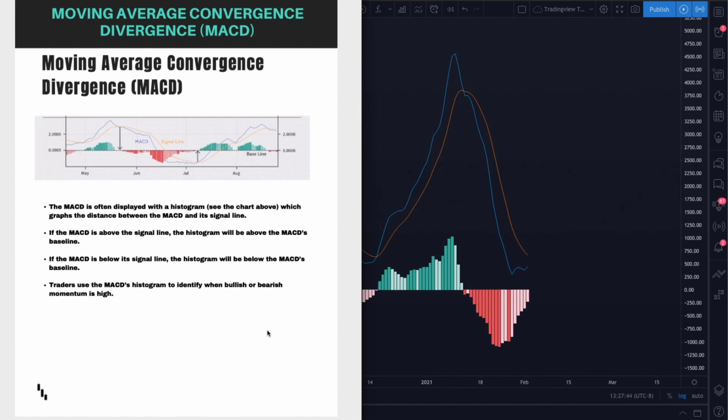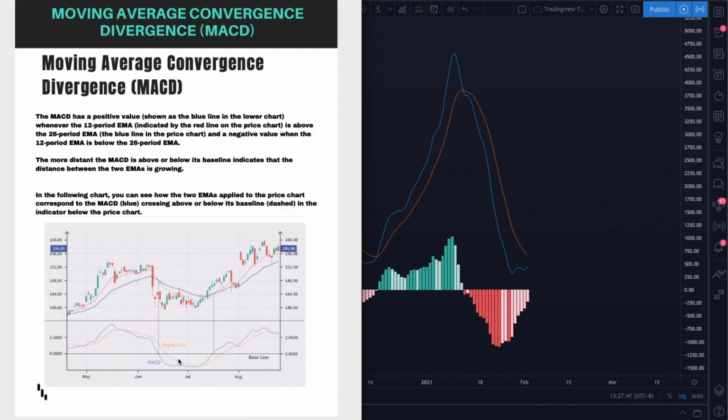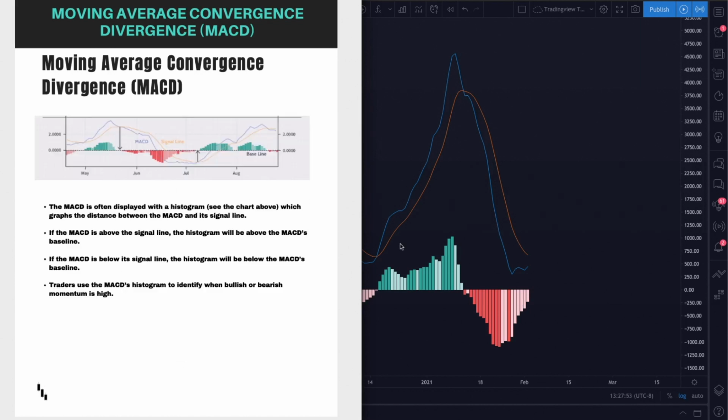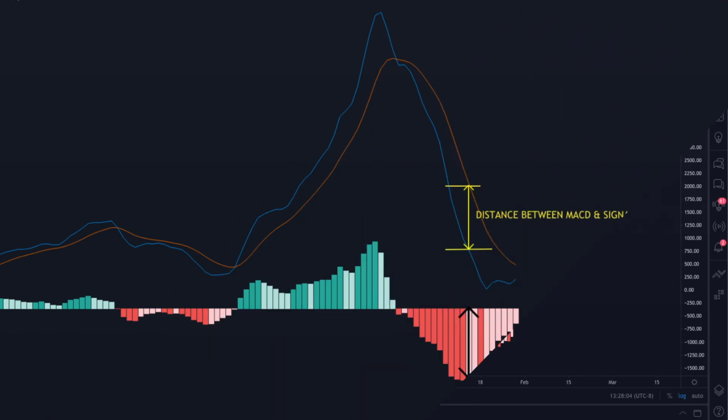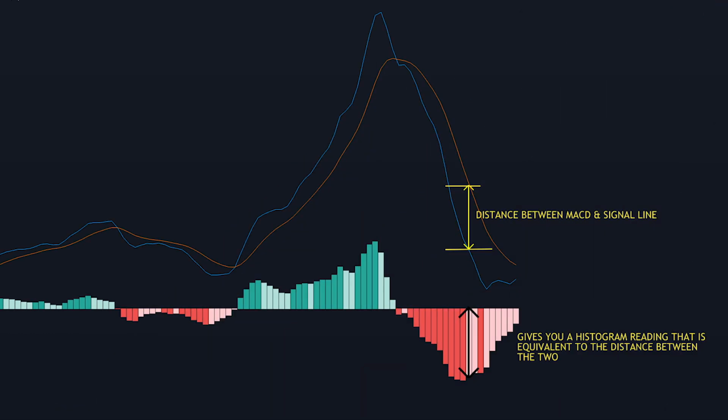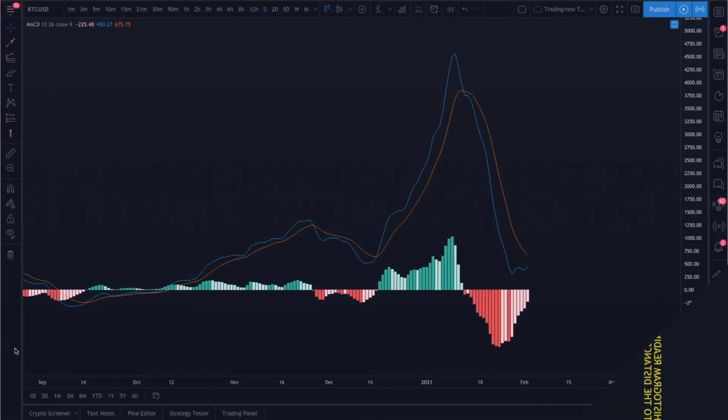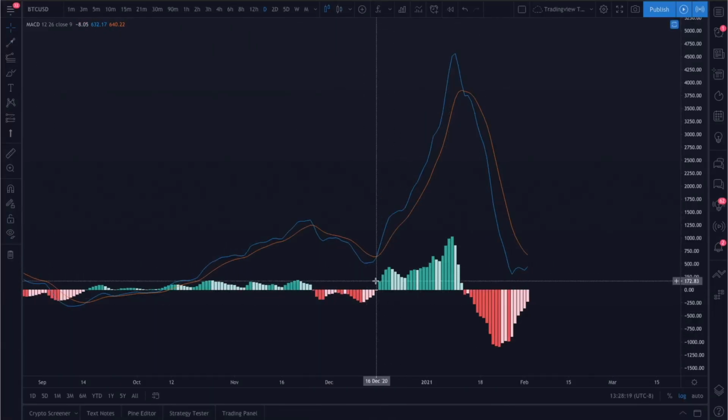So the MACD is often displayed with a histogram. Traditionally, you didn't get the histogram in your MACD, you just got the signal line and the MACD line. But when you add the MACD indicator in Tradingview and other charting tools, you will get this histogram that is displayed down below. This basically just graphs the distance between the MACD and its signal line. So if the MACD is above the signal line, the histogram will be above the MACD's baseline. So when the MACD crosses above, you get the histogram also coming to the upside here. By default, it's signified by green movement to the upside and red movement to the downside, signaling downwards price action.